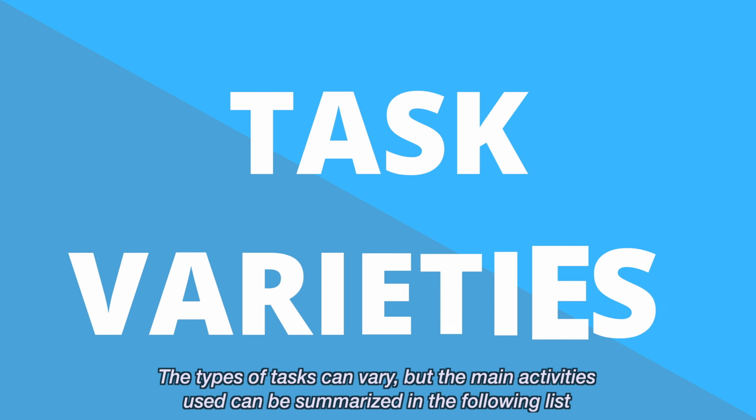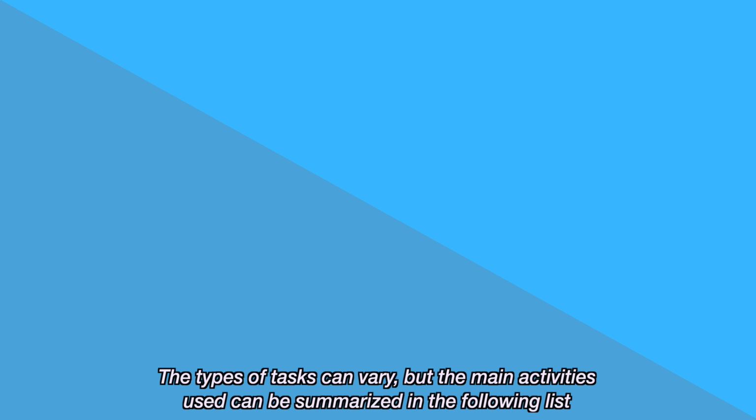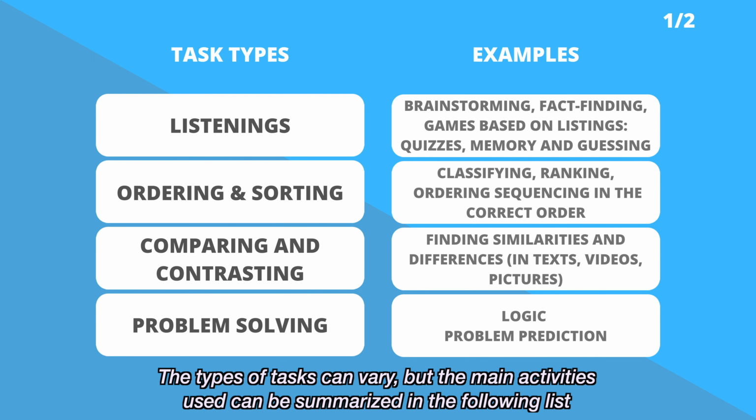Task varieties. The types of task can vary, but the main activities used can be summarized in the following list.